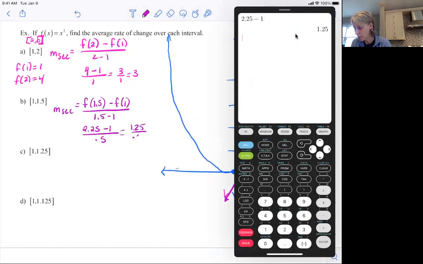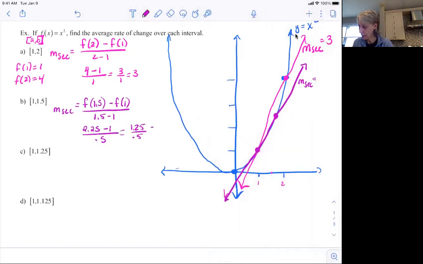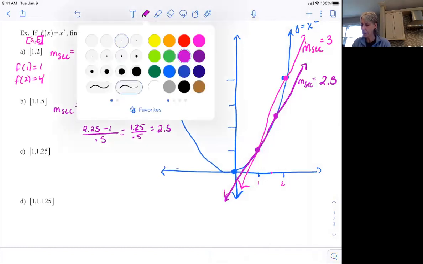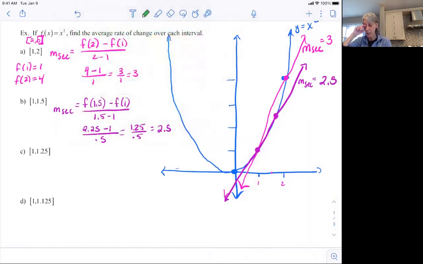0.25 divided by 0.5, and you get 2.5 as your answer. So the slope of this secant line is 2.5. Now let's look at the next.